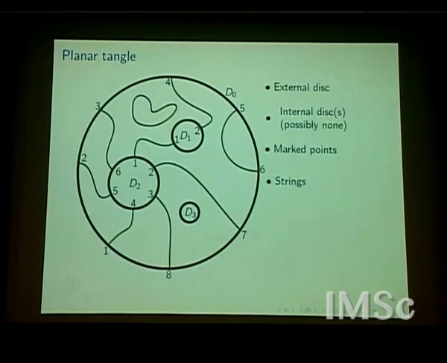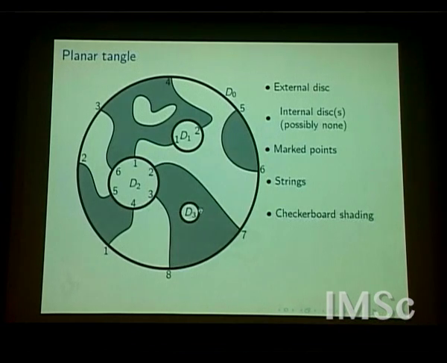Then you have strings. So, you attach all these marked points by strings, and you can have a string just hanging out there with no endpoints. So either a string will have 2 endpoints or the string will have no endpoints. And moreover, you will have a checkerboard shading like this, and given a tangle, you have 2 kinds of shading, and the shading is a part of the data of the tangle.